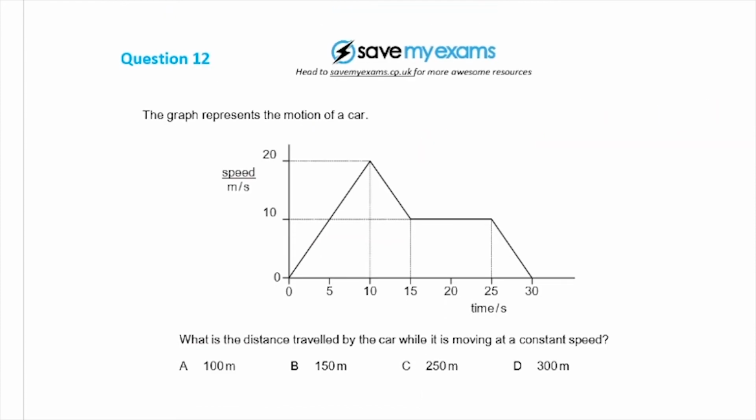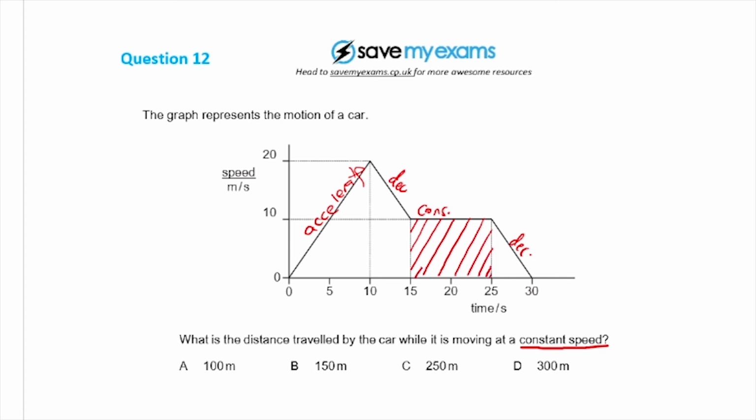Question 12. The graph represents the motion of a car. What is the distance traveled by the car while it is moving at constant speed? So if you look at the parts of this graph here, it was accelerating. Here it was decelerating. Then here it was moving at constant speed. Then here it decelerates. So what is the distance traveled by the car while it's moving at constant speed? You realize that it's moving at constant speed only under this portion of the graph. That's the only part where it is moving at constant speed.